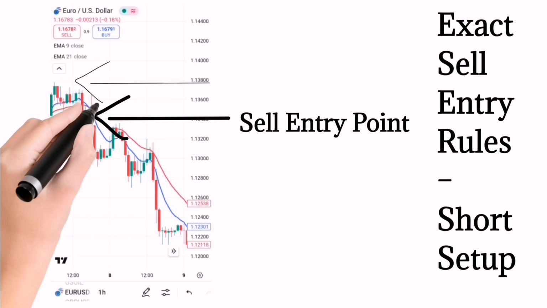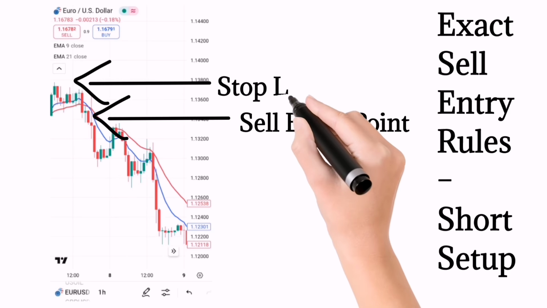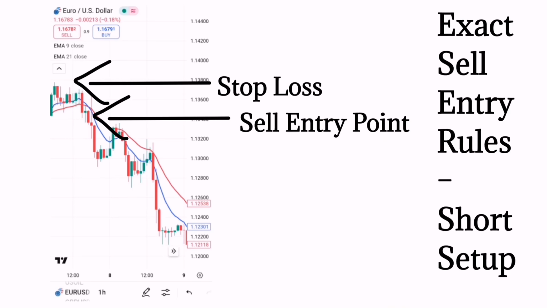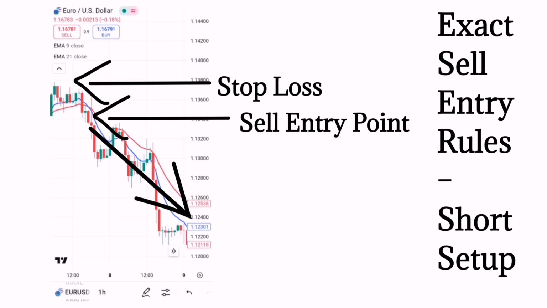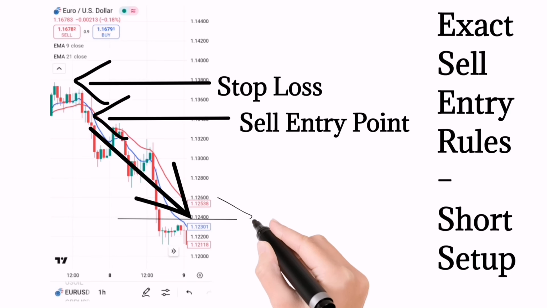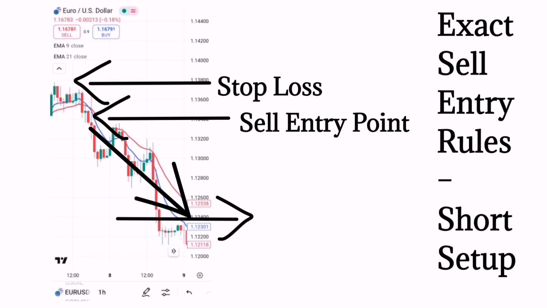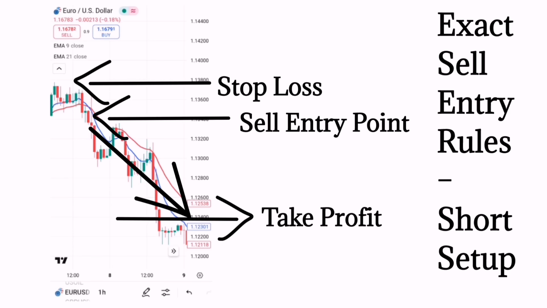Condition 3: Wait for candle close confirmation. Condition 4: Enter at next candle. Condition 5: Stop loss above recent swing high. Condition 6: Take profit using risk-reward 1-to-2 or 1-to-3.